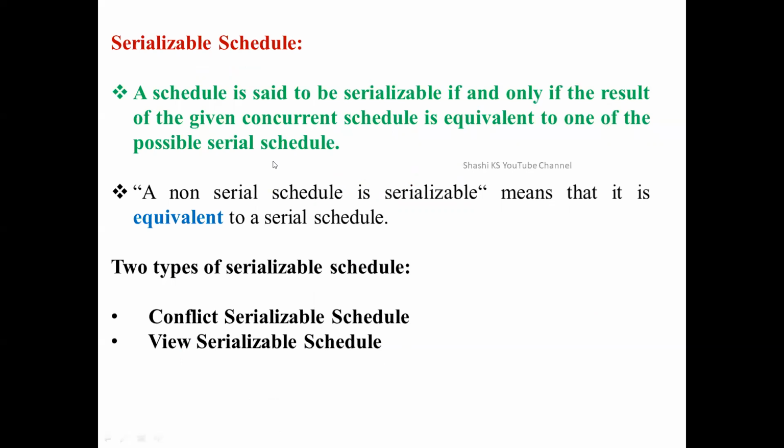I told you there are many serial schedules for a given concurrent schedule, right? If you have two transactions, you can execute it as T1 followed by T2, or you can execute it as T2 followed by T1. So I can say that a concurrent schedule or a non-serial schedule is a serializable schedule if its result of execution is equivalent to one of the possible serial schedules. If it gives the same result as at least one of the possible serial schedules, then I will say that that particular schedule is serializable.